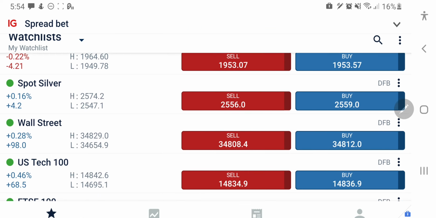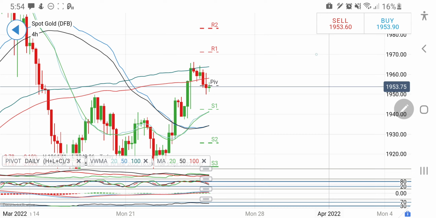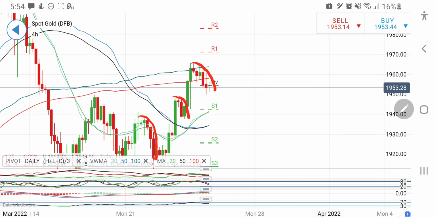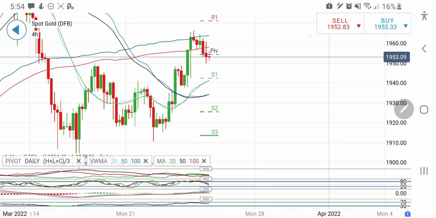Now let's start the day with gold first. See, this is the 4-hour chart for gold, and if you look at it, it has retraced nicely, as we can see here. After every such retracement, it tries to create a base, then a rally, then a base again.